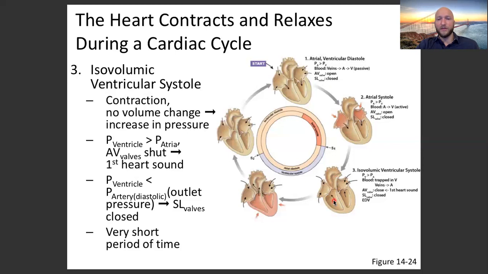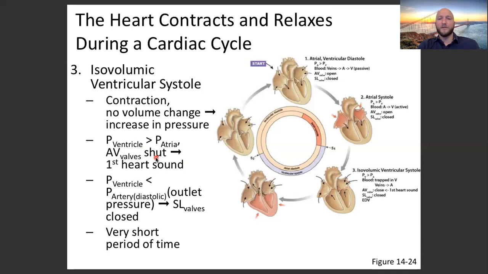Highest pressure in the artery, middle pressure in the ventricle because it's contracting, it's generating some pressure. Lowest pressure in the atria. All valves are closed. All 4 valves are closed. AV valves are closed, semilunar valves are closed. Isovolumetric, all the valves are closed. There's no blood leaving or entering the ventricles. Isovolumetric, it's staying the same size. What's changing is the pressure. The pressure is increasing in the ventricles as the heart is contracting. That's what's changing, the pressure in the ventricles, not the volume.